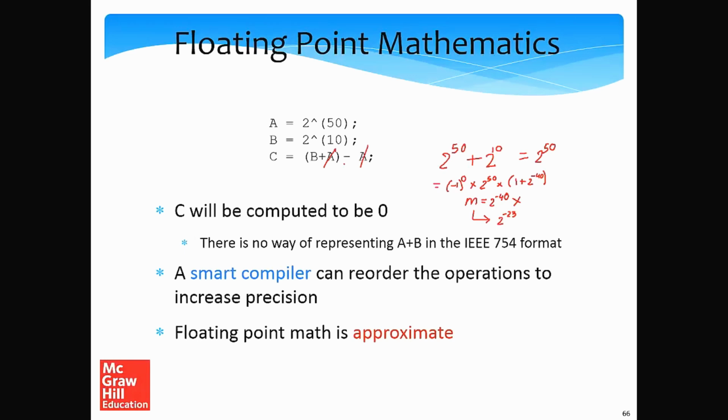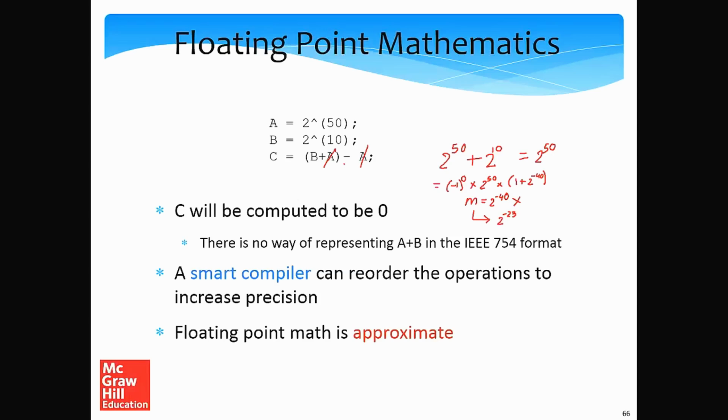A lot of smart compilers can possibly reorder the operations to increase precision, and in this case actually break down the bracket. But this is again not what the programmer wants. So there is a big gray area over here. But the most important thing to understand is that floating point math is approximate. It's not exact. The reason is that we have a limited number of bits, and with those limited bits and a lot of constraints, we can only represent a very limited set of numbers within our constraints.